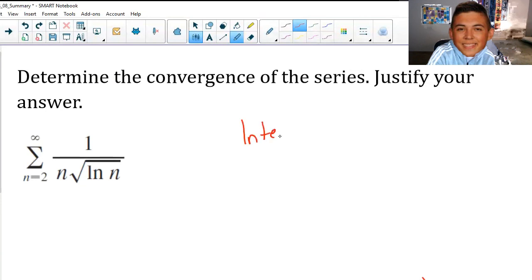So I think what I would fall to for this one would probably be doing the integral test. This sequence would be positive. It's continuous since we're going from 2 to infinity. I think we could prove that it's decreasing. Yeah, so I think the integral test here would be a best bet.